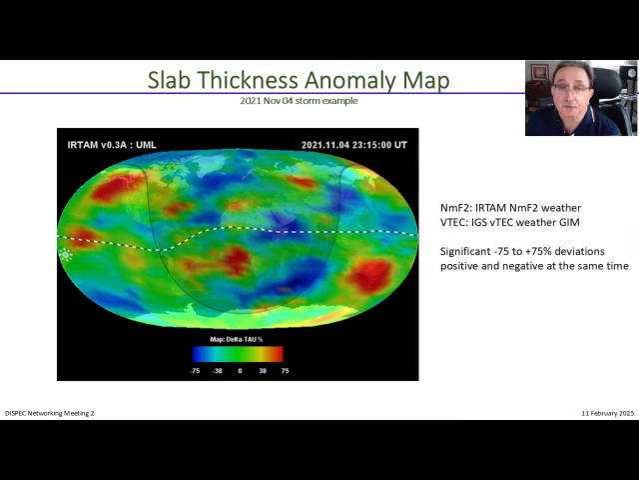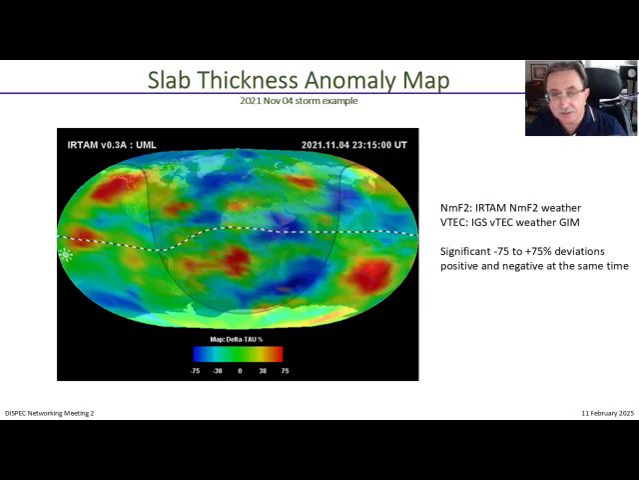Our next moment of panic and discouragement occurred when we plotted our first anomaly map of the tau during a geomagnetic storm in November 2021. This is weather minus climate anomaly map in percent deviation from the quiet time behavior. Red color shades mean thicker slab than expected, and blue shades mean thinner slab than expected. So this is minus 75 to plus 75% deviation happening at the same time, simultaneously in different parts of the world, plus and minus.